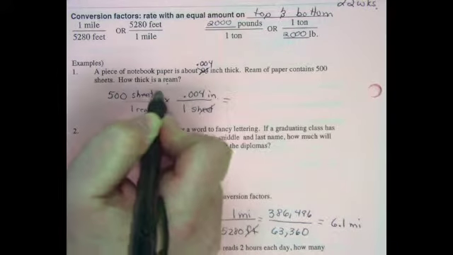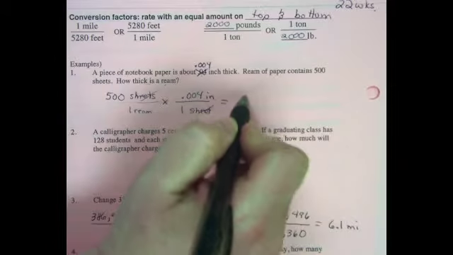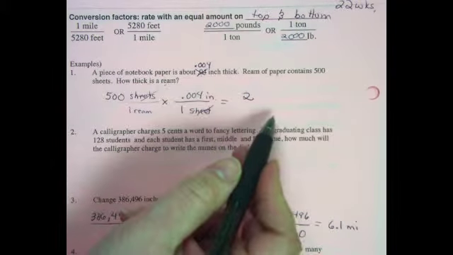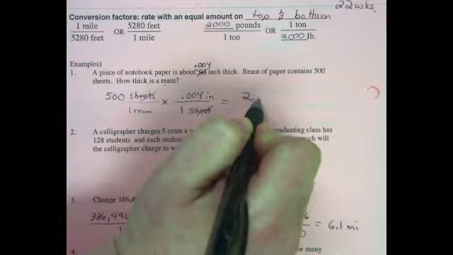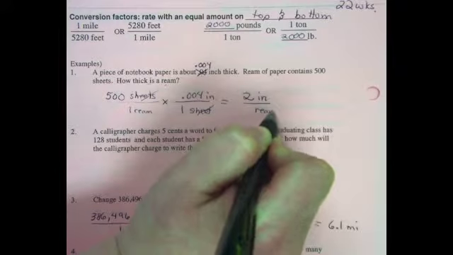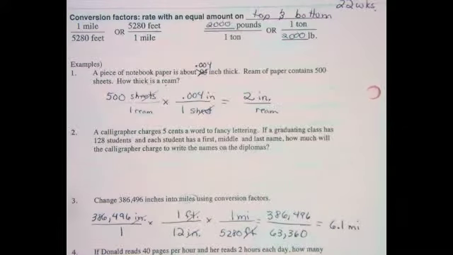So now if I do the math, 500 times 4/1000ths turns out to be 2. 1 times 1 is 1, we really don't need that. That means the only label I have left is 2 inches per ream, which is how thick a ream of this kind of paper is.